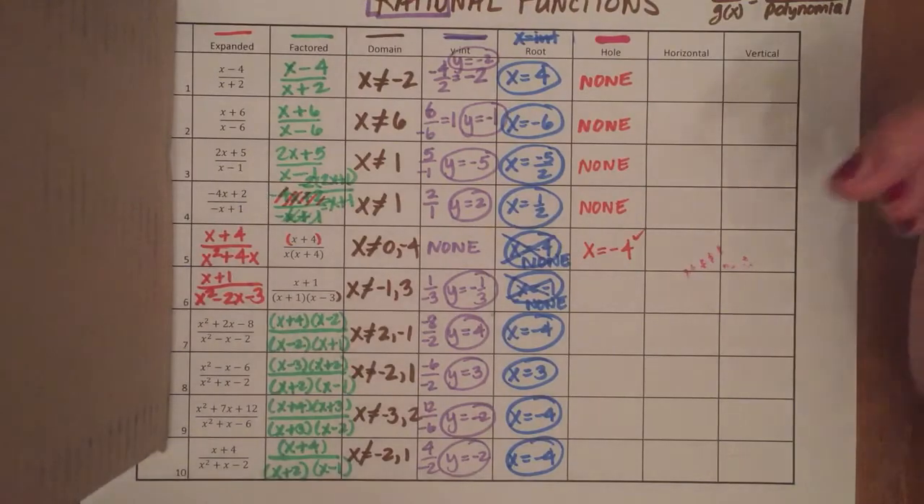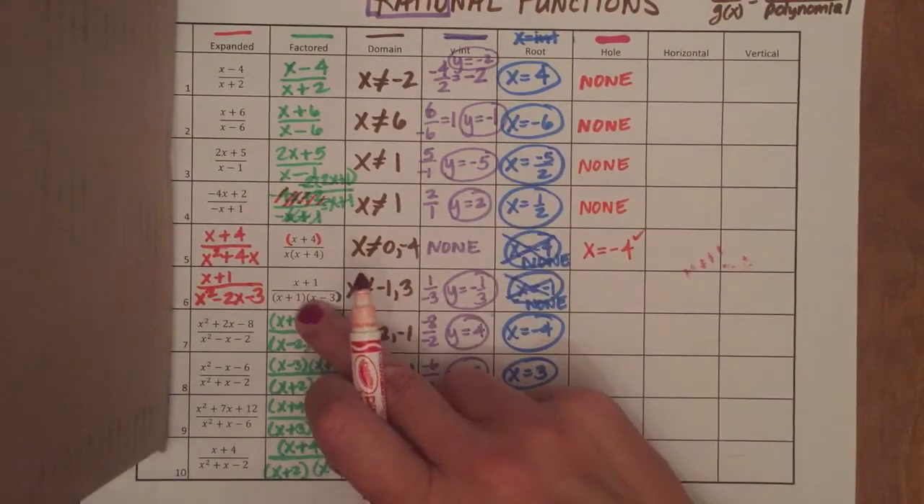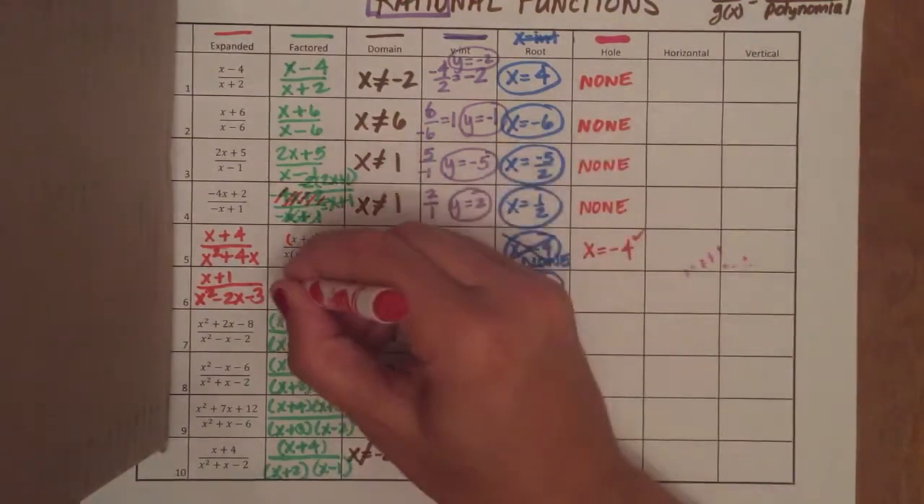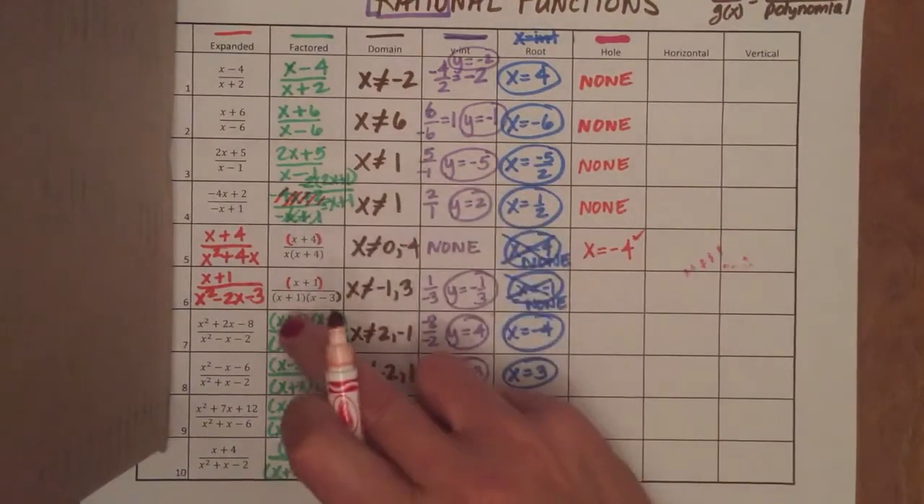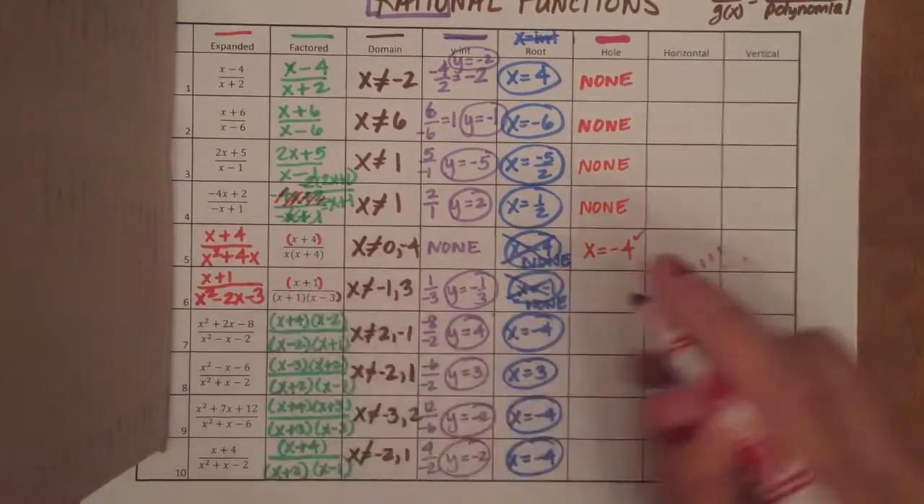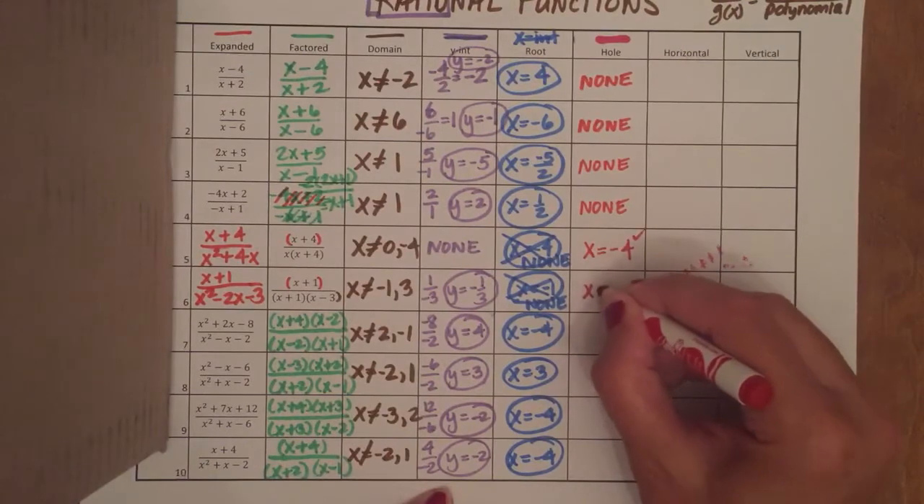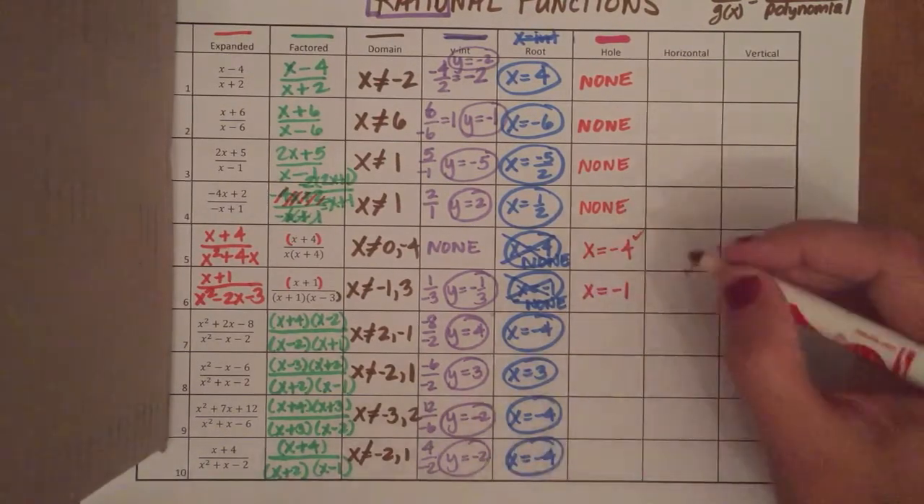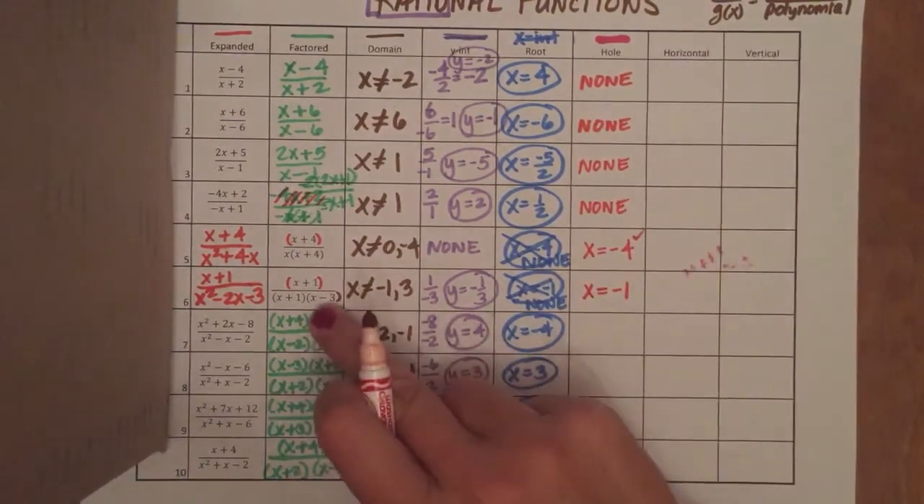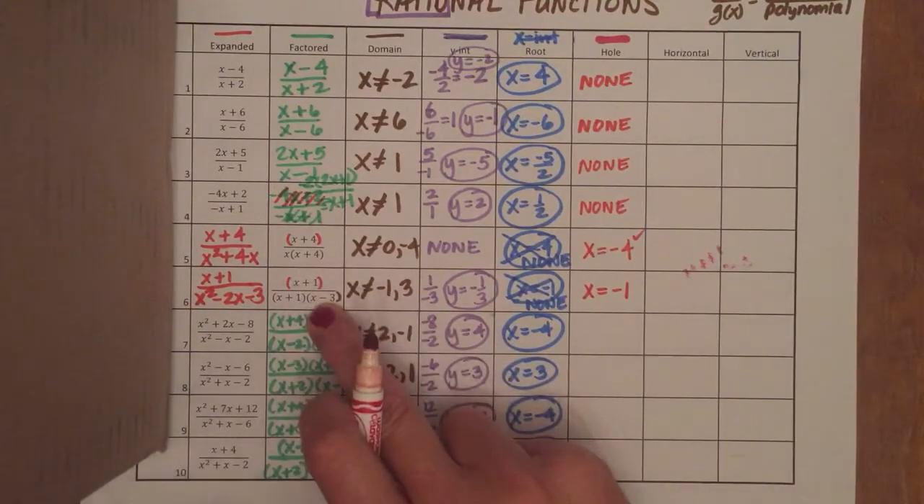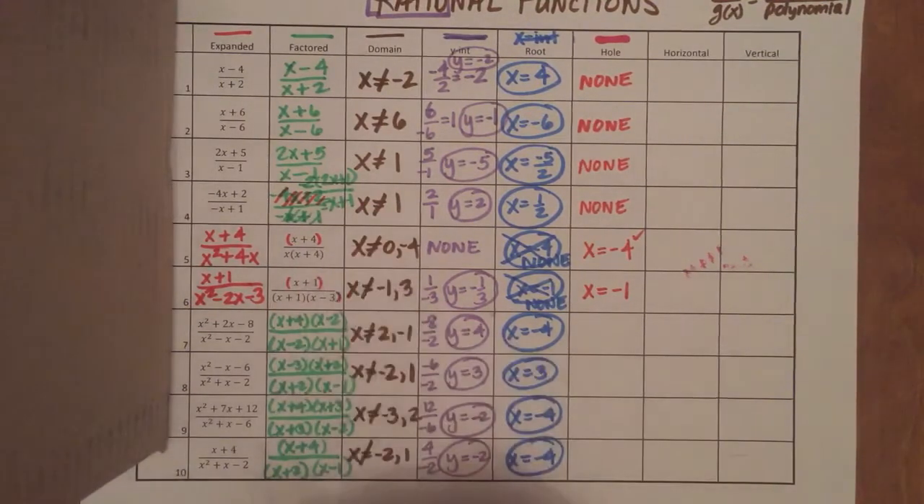All right, so let's look at number 6. Well, once again, I have a repeating factor. I have x plus 1 and x plus 1. So that means I have a hole at negative 1. Because I can't do anything with the x minus 3 because I don't have an x minus 3 on top. I'm looking for repeating factors.